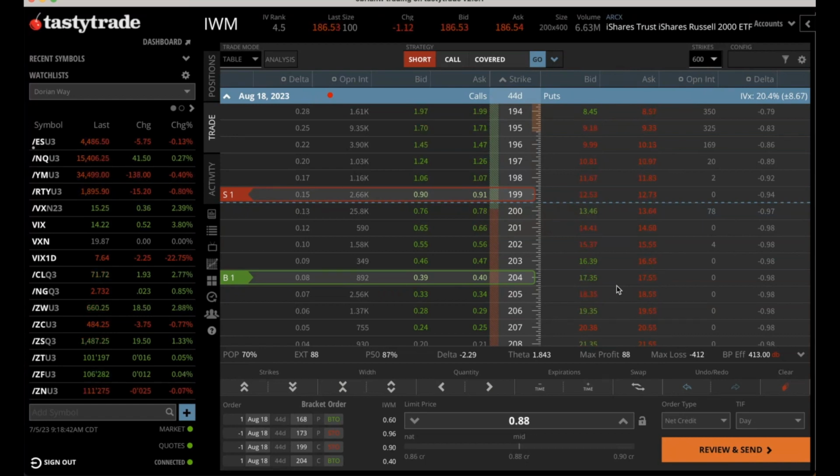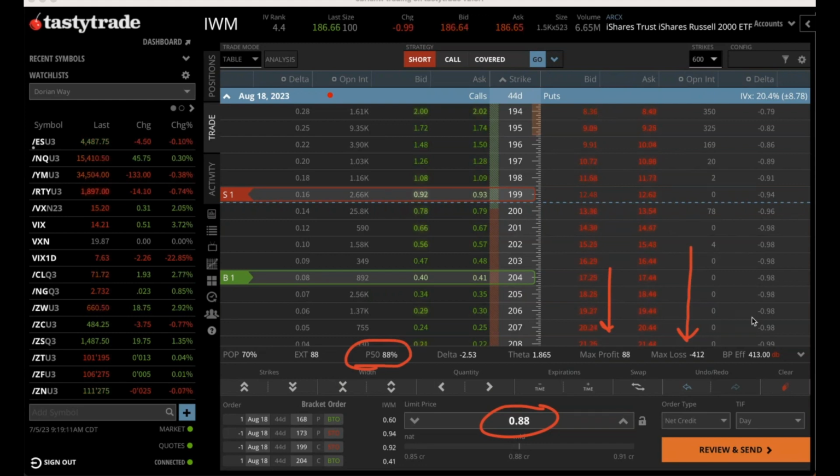So in this example now, you still have a 70% chance of winning, but instead of getting $190 on the strangle, on this iron condor you're getting $88. Your max loss, instead of not being defined, is defined now. Your max loss is 411. That's the most you can lose. You still have about a 90% chance of winning 50% at expiration on this.